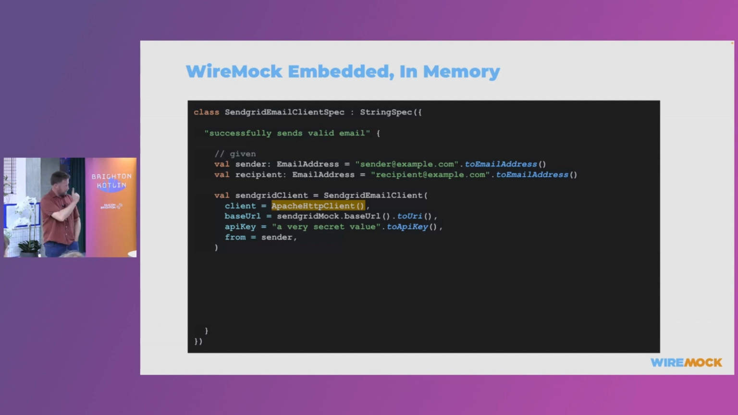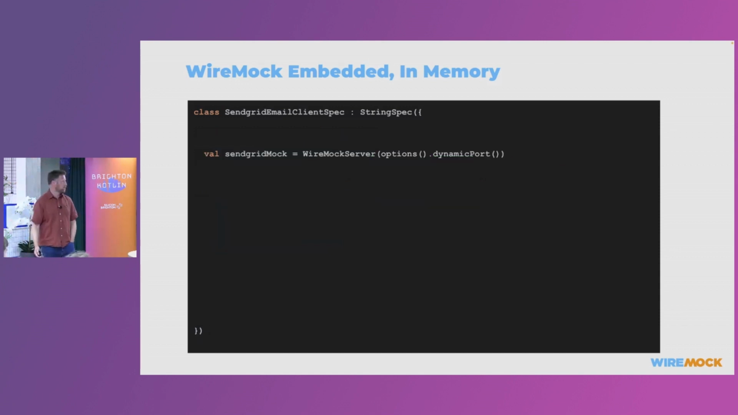When we newed up our SendGrid email client, we passed it that Apache HTTP client, which obviously only knows how to serialize stuff over the wire. And when we created our SendGrid mock, as you remember, we asked it to bind to a dynamic port. Here it is. So first of all, let's pull that HTTP client out. Instead of newing it up every time, let's pull it out, because then we can generalize away from always using that HTTP client.